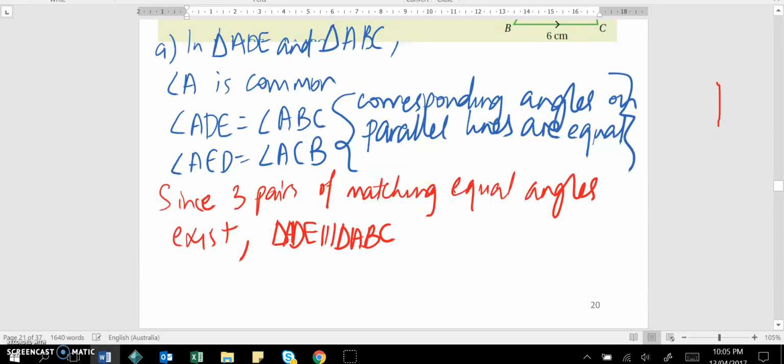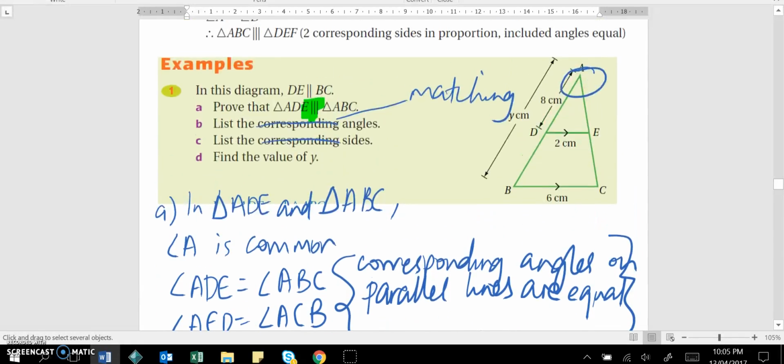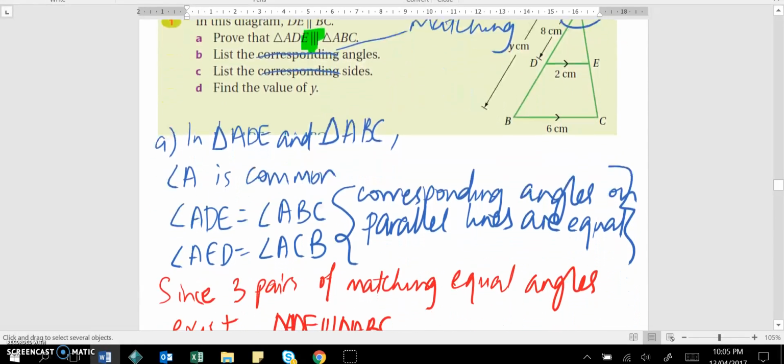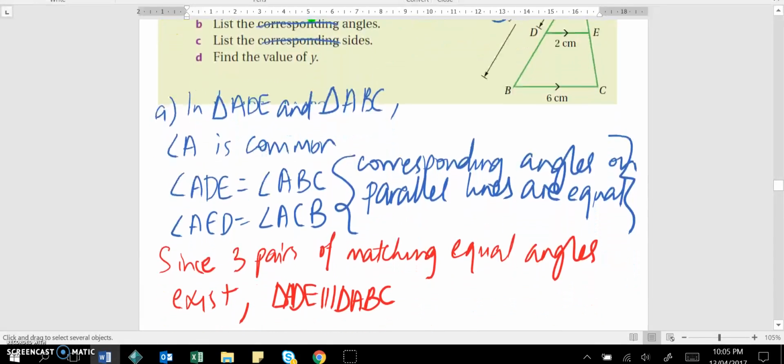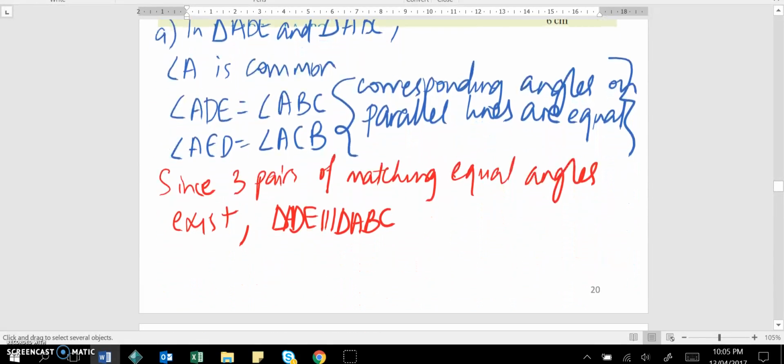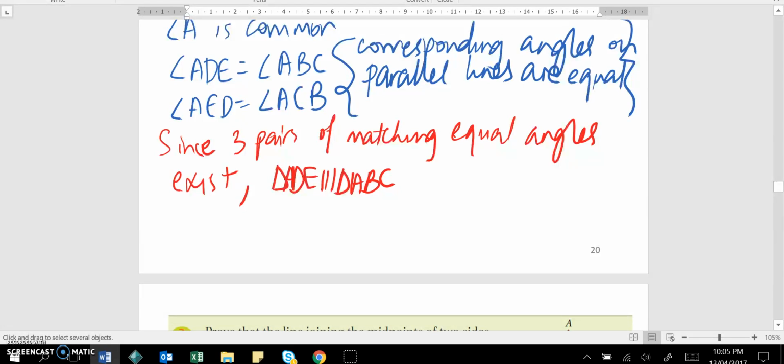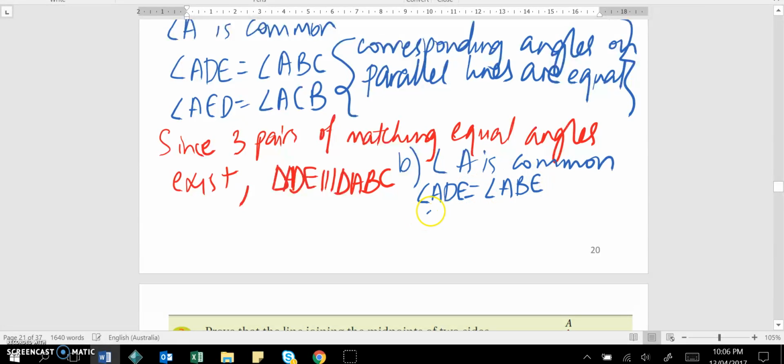Fantastic. Now, the next part of the question actually asks me to list the matching angles and list the matching sides. So in that part, this is for B, you would have to write down angle A is common, because that's shared. You would then write angle ADE is equal to angle ABE, and angle AED equals angle ACB.